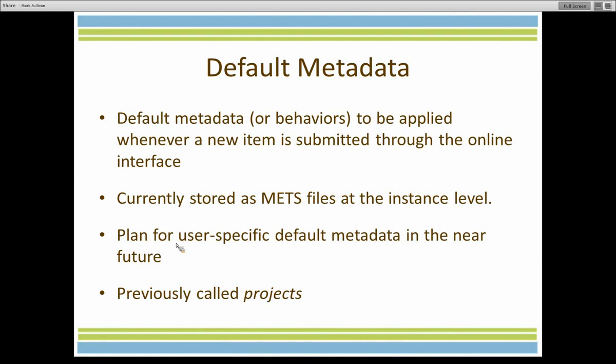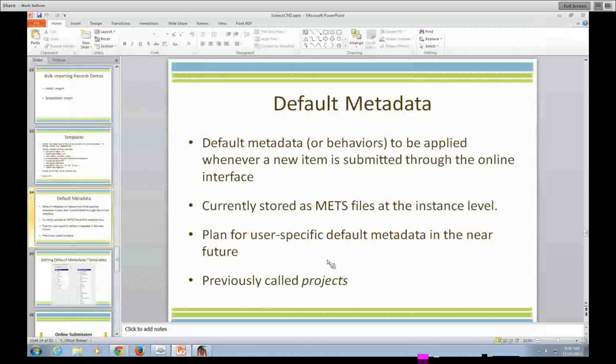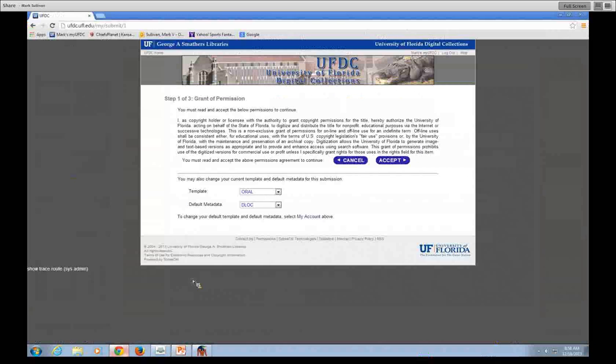We'd very much like to make these user specific. They're currently at the instance level, but we realize how handy these are. We'd like to make it so that a single user can be sitting there looking at one METS file of one digital resource and say, I want this to be a new default metadata, so that in the single project I'm working on, this will always be applied initially. So it's a great tool. And these were previously called projects in the earlier versions of our system. I just mentioned that for mapping purposes. So I'll show you that as well.